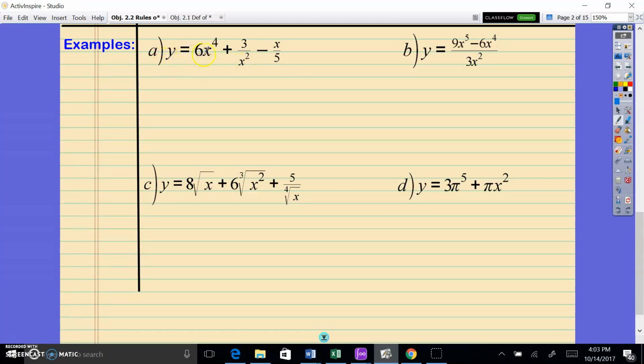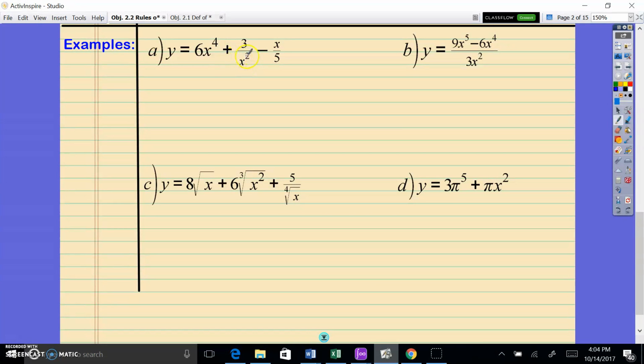I have y equals 6x to the fourth power plus 3 over x to the second power minus x over 5. The first one is fairly simple to deal with. It's just 6x to the fourth power, so that's going to be an easy derivative using the power rule. Now the second one is a little bit troublesome because it's a quotient, and remember, you can't just take the derivative of the top and bottom. It doesn't work that way.